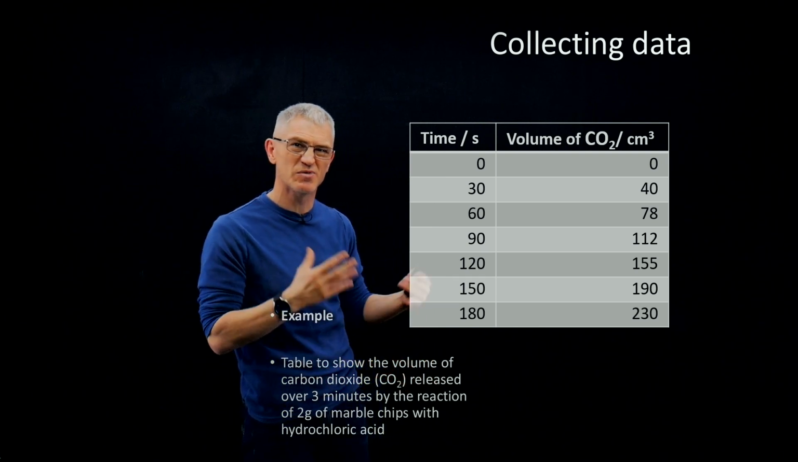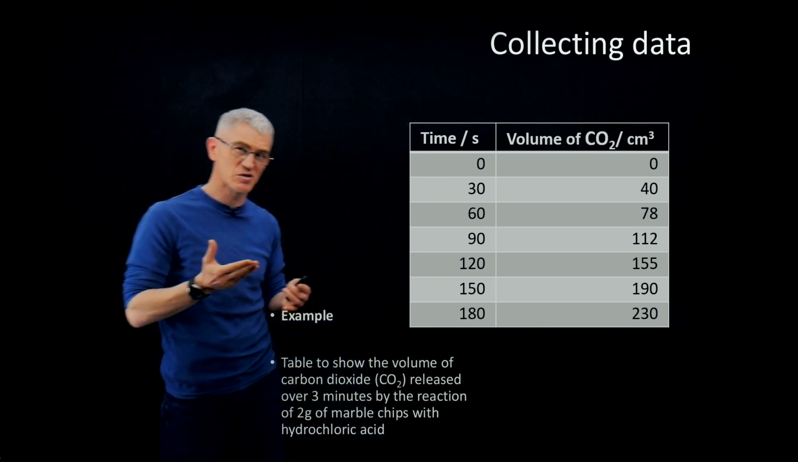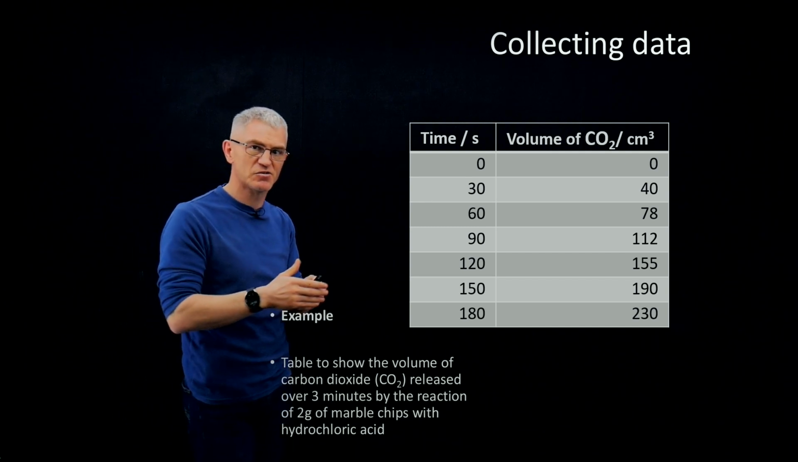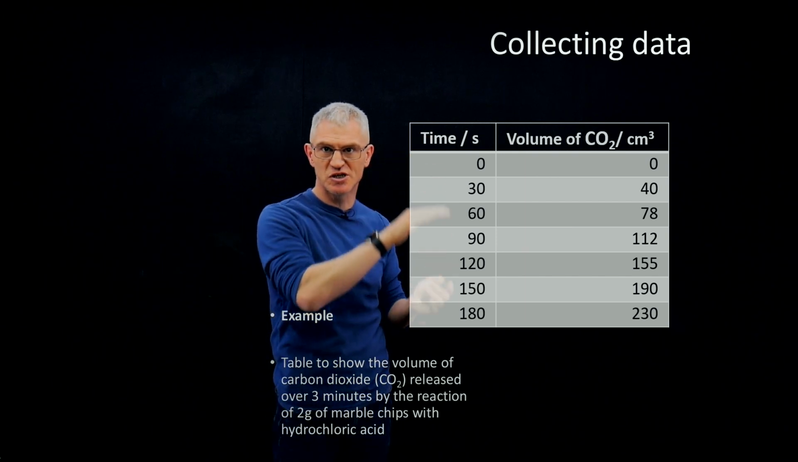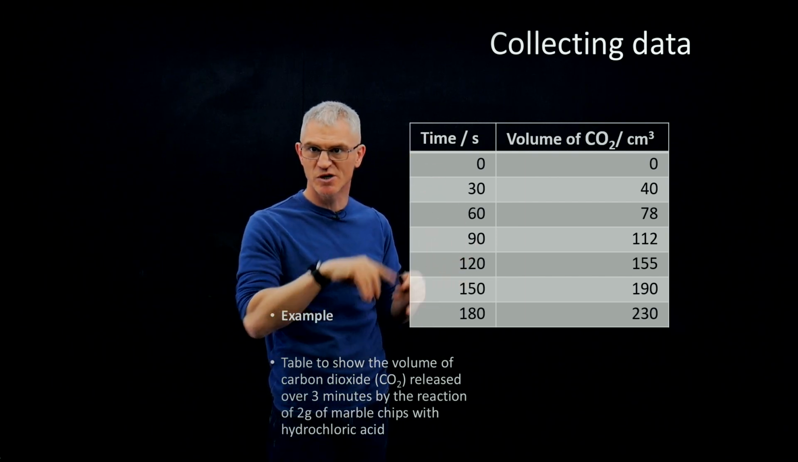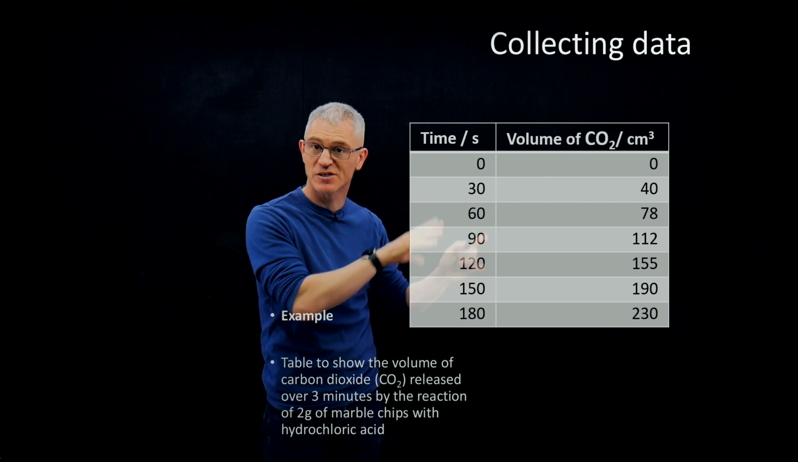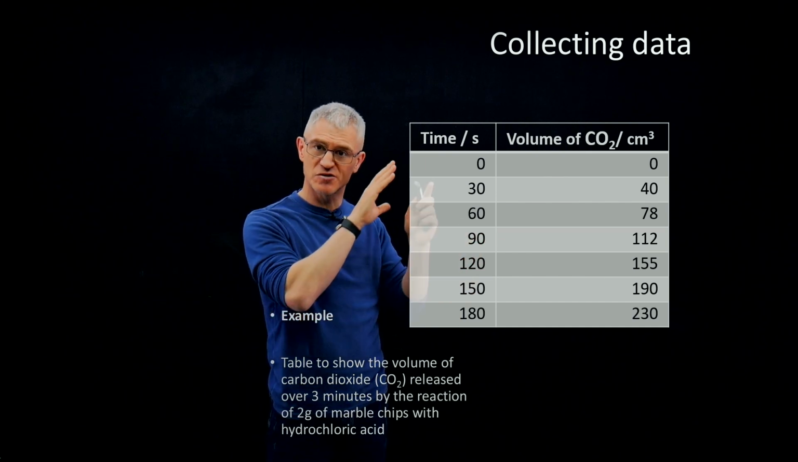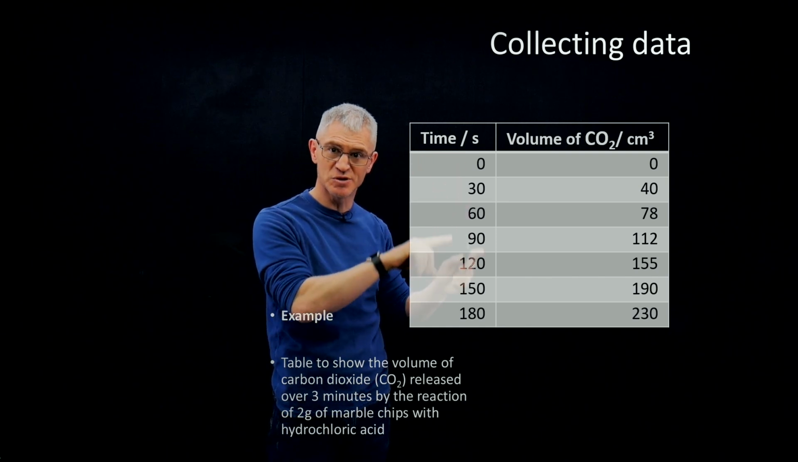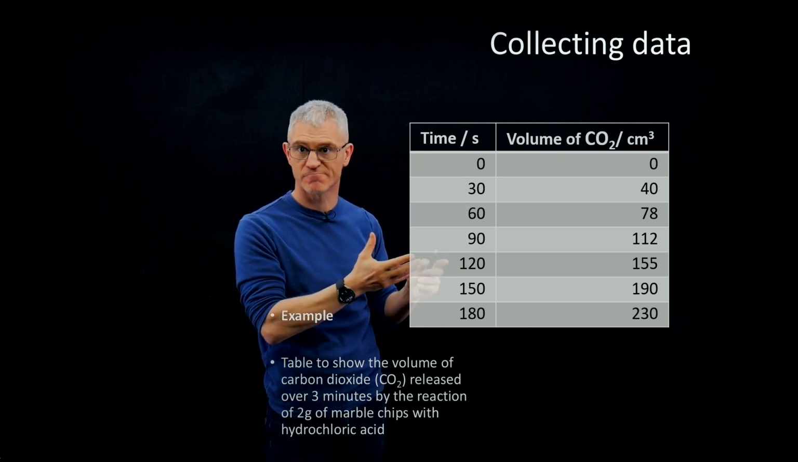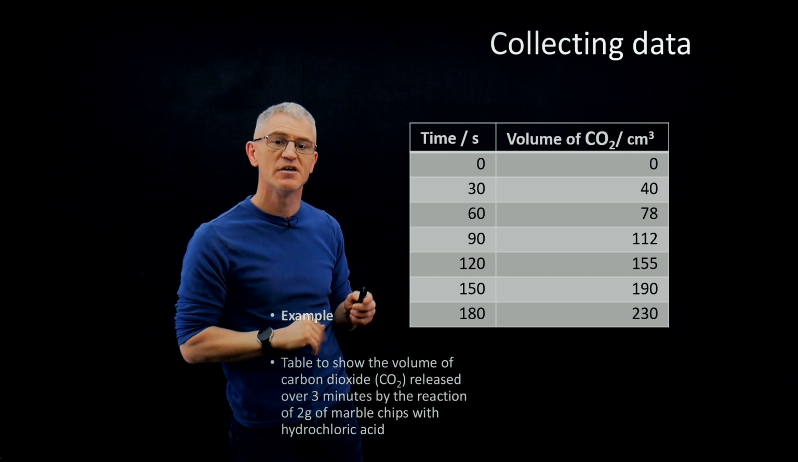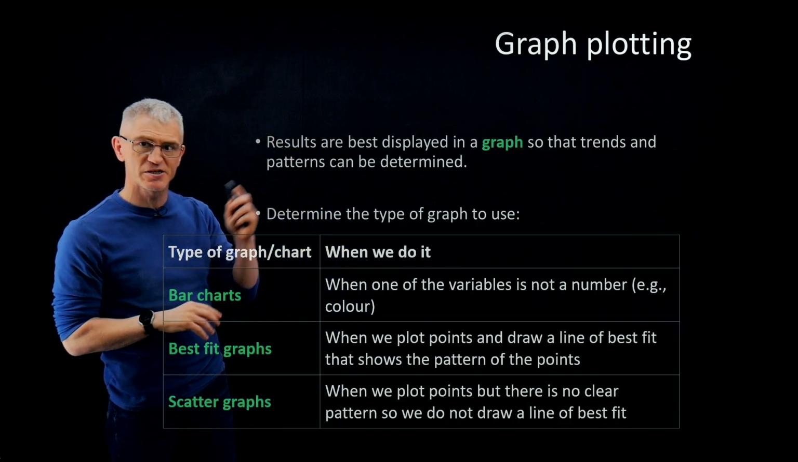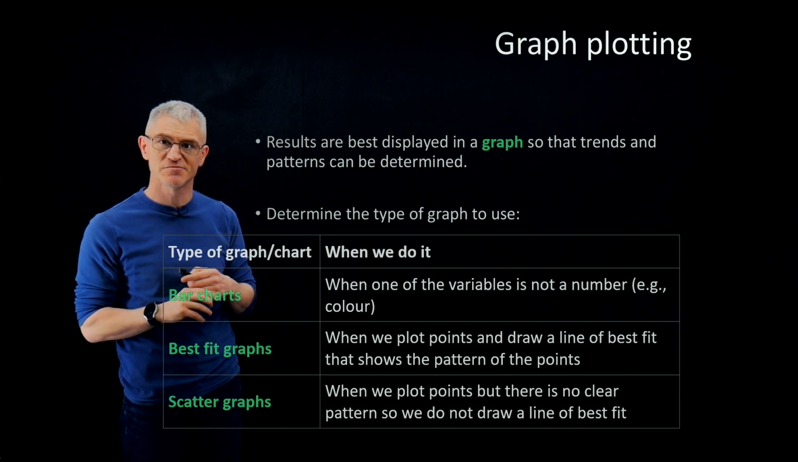I've only done one experiment here, so there's nothing I'm really deliberately changing. So on this graph, I would usually put time, because I'm only really doing one experiment. I do time, and I do volume of CO2. Now also, a good thing to notice, and we'll talk about this at the end, is that they're numbers. Therefore, this is a line graph, and we'll talk about that later. So let's talk about graph plotting. Results are best displayed in a graph so that trends and patterns can be determined.